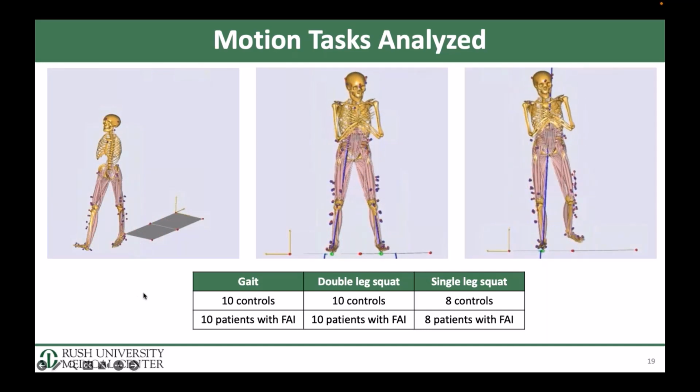In terms of the participants of this study, there were 10 controls, so 10 healthy people, and 10 patients with FAI for gait. 10 controls and 10 patients with FAI, again, also for double leg squat. And for single leg squat, we had 8 controls and 8 patients with FAI. Specifically for single leg squat, we also conducted an analysis comparing the healthy leg and the injured leg within patients with FAI. So we had 24 overall measurements: 8 for controls, 8 for patients with FAI considering the healthy leg, and 8 considering the injured leg.